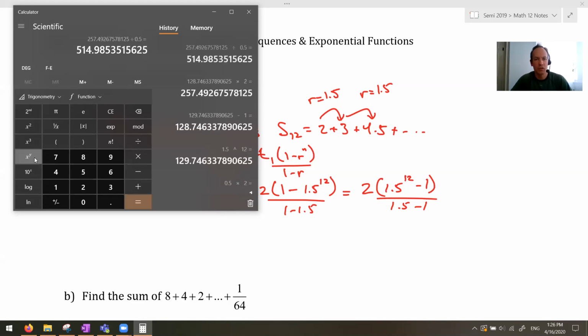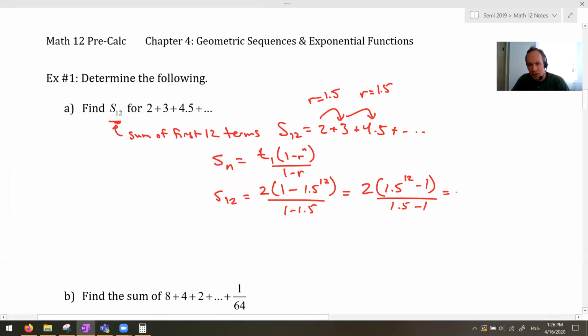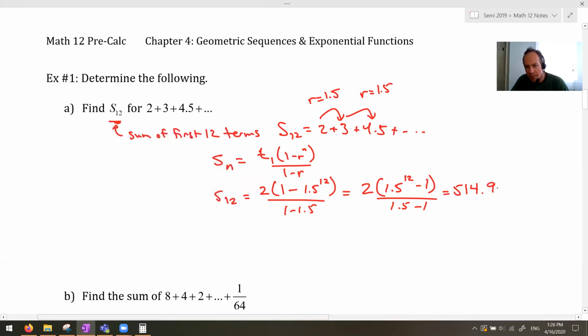Okay, so anyway, we work this all out, and we get 514.985. Okay, so this equals 514.985. All right, so normally it's not that hard because, and I've already forgotten the number, because you've got a better calculator than the stupid Windows one. Anyway, there you go.